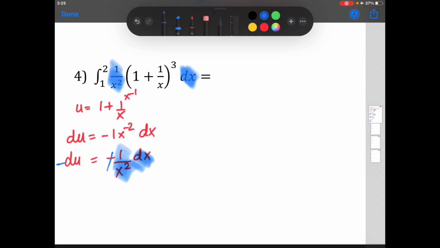So this would cancel out, right? So let's replace it. I'm not going to do the bounds for now. I'm just going to write in terms of u and then do the bounds in a minute. So this would be 1 plus 1 over x is my u cubed, right? I'm going to pull out the negative du.